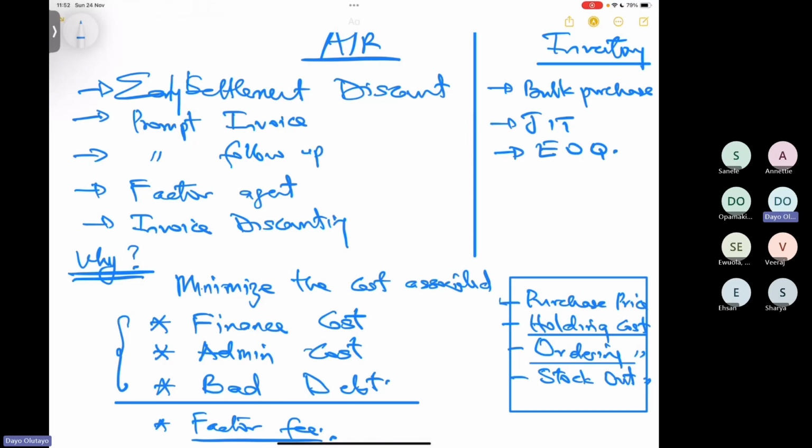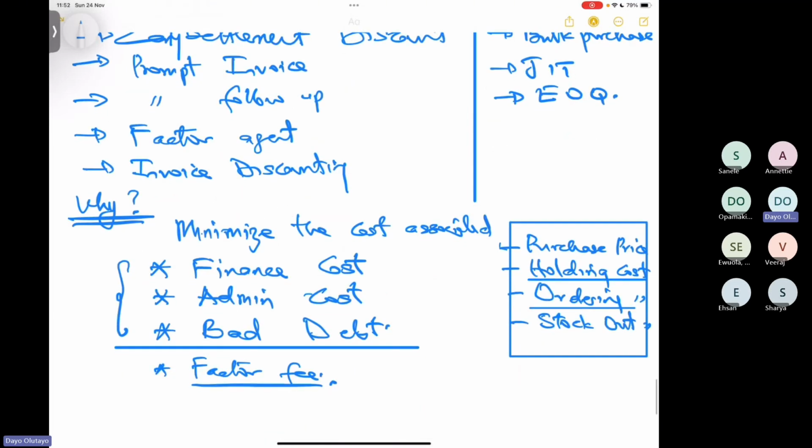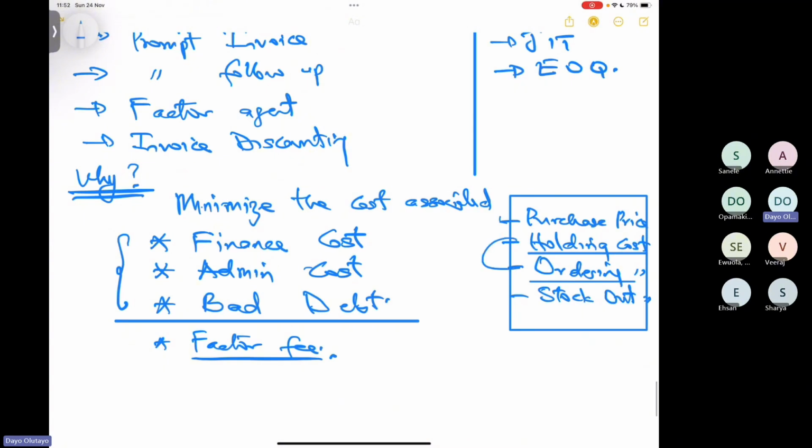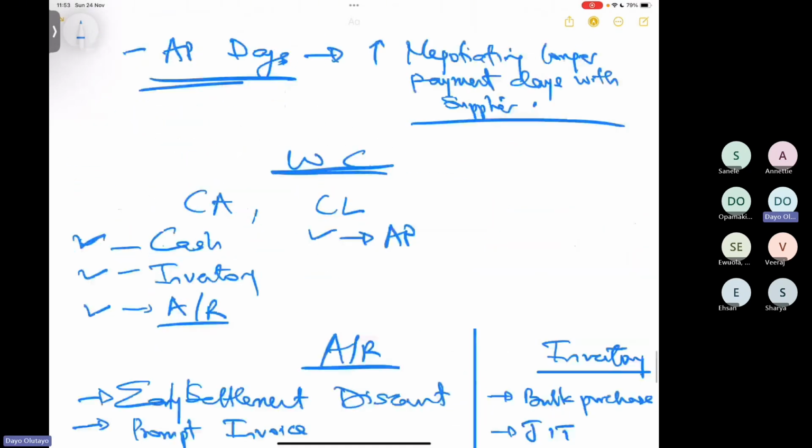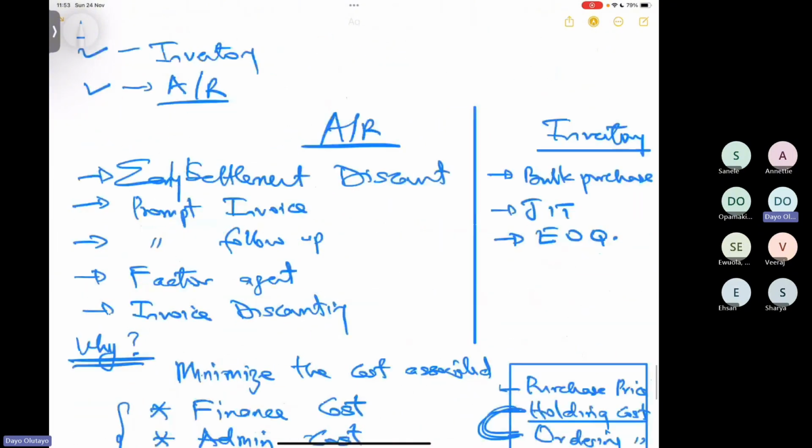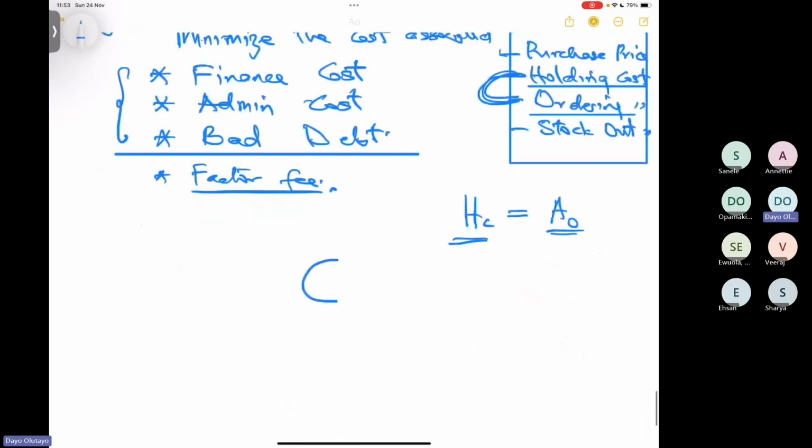Okay, that is it. And EOQ tries to balance holding cost and ordering cost. That is why at EOQ, your annual holding cost is always equal to your annual ordering cost. Yeah, and that's it for inventory and accounts receivable. For cash, there are three ways that you are expected to know.